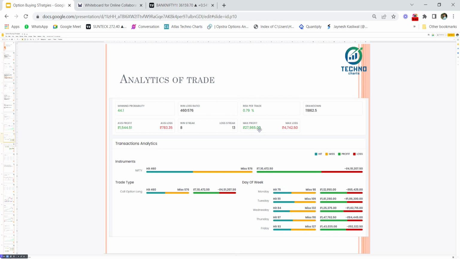Max profit that we have made is 27,900 till now, and the max loss is around 4,700. So the win loss ratio is good, where we have a winning probability of around 45%, but we have a good risk to reward ratio of 1:2, right?